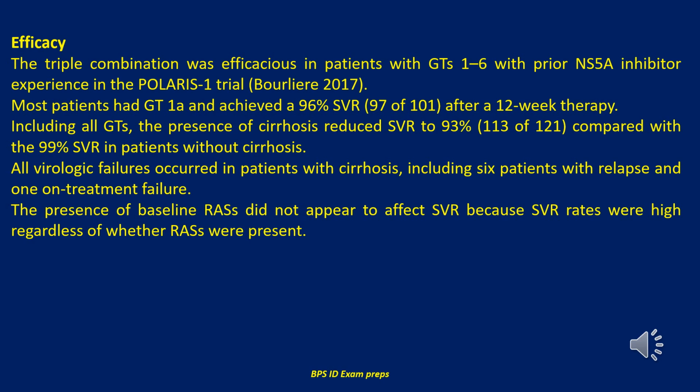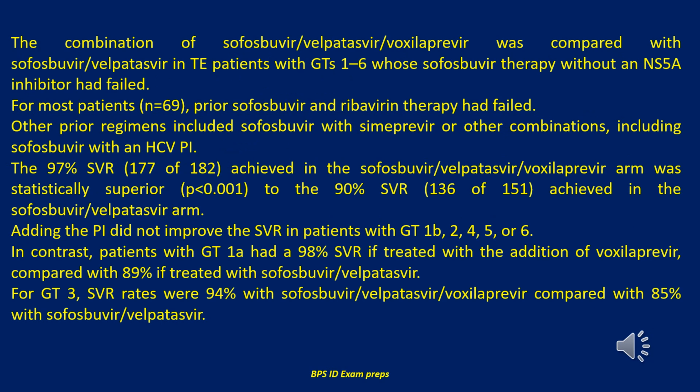The combination of sofosbuvir plus velpatasvir plus voxilaprevir was compared with sofosbuvir plus velpatasvir in treatment-experienced patients with genotypes 1 to 6 whose sofosbuvir therapy without an NS5A inhibitor had failed. For most patients, N equals 69, prior sofosbuvir and ribavirin therapy had failed. Other prior regimens included sofosbuvir with simeprevir or other combinations, including sofosbuvir with an HCV PI.